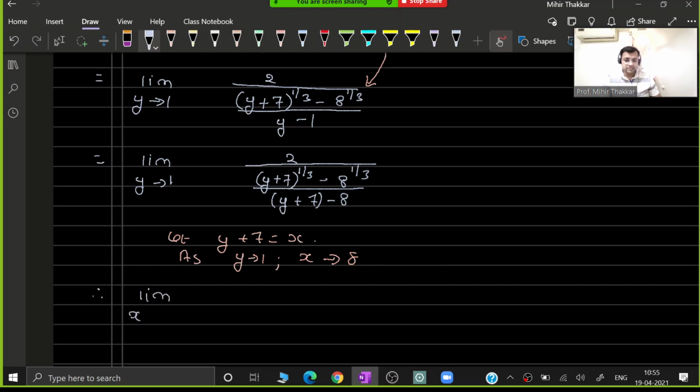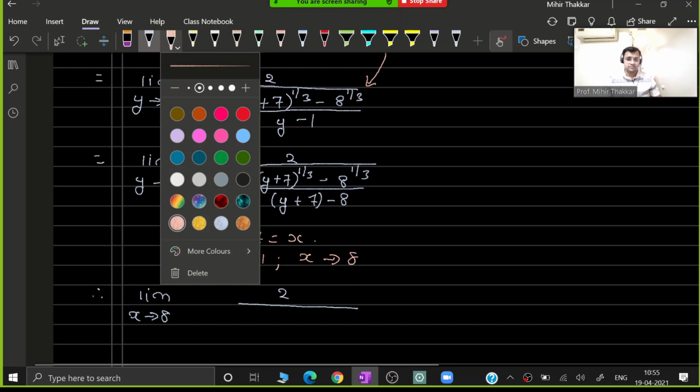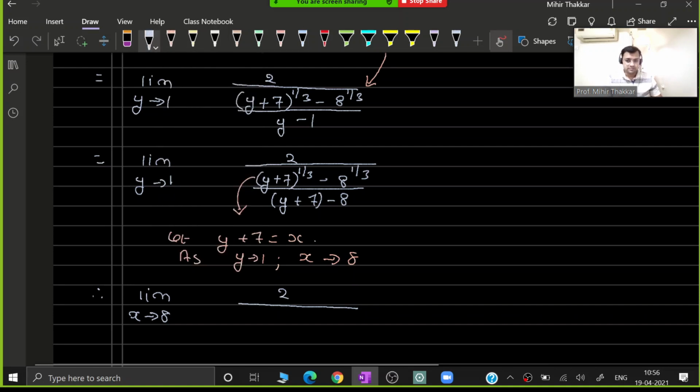Limit as y tends to 1, it will become x tends to 8. Then 2 upon, in place of y plus 7, I will be substituting it as x. So when you do that, it will become x to the power 1 by 3 minus 8 to the power 1 by 3 divided by x minus 8.